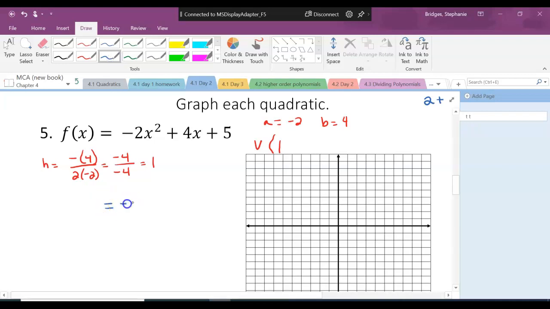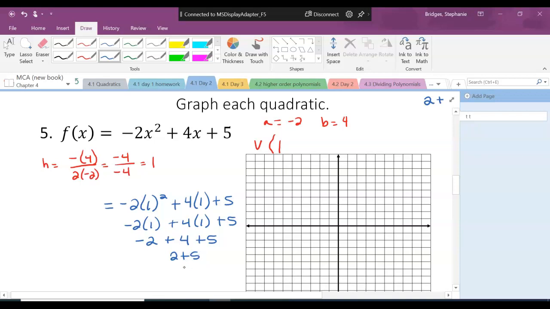Then I'm going to plug that +1 into my function everywhere there is an x. Square the x first. Just showing all my work here. Then multiply. -2 times 1 is -2. 4 times 1 is 4. Then plus 5. -2 plus 4 is 2. 2 plus 5 gives me 7. Did everybody get the vertex of 1, 7 for number 5?